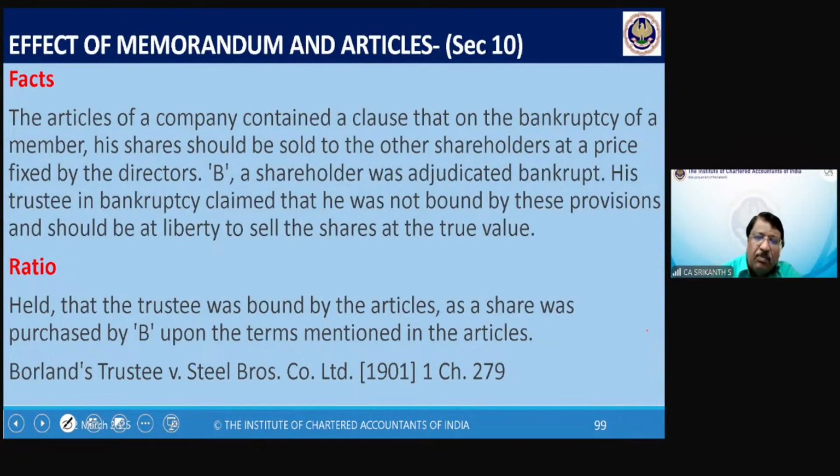This was Borland's Trustee v. Steel Bros & Co. Ltd. The trustee said you cannot sell to other shareholders. The articles provided for the sale of his shares to the other shareholders at a price fixed by the directors. B became bankrupt, meaning insolvent, could not pay his liabilities. So an assignee or trustee was appointed to sell the asset and pay. That person said, you cannot sell it to other shareholders, I will sell it at a better price. But the company said, no, our articles are binding on B. B was a member, and you are only representing him. B was bound, then his estate is also bound.